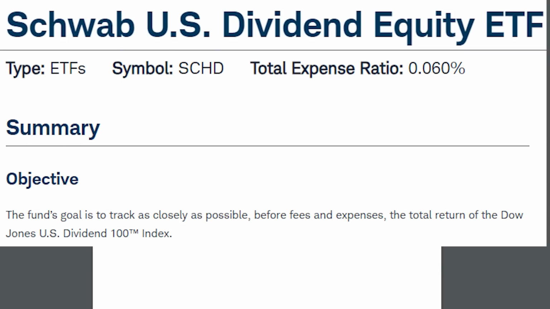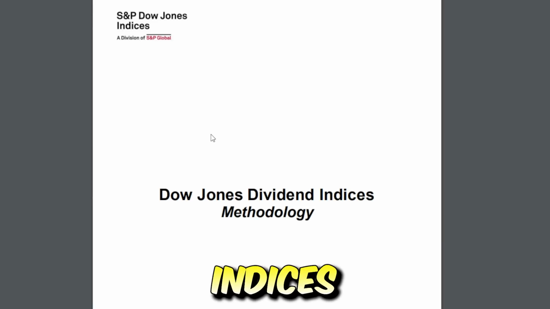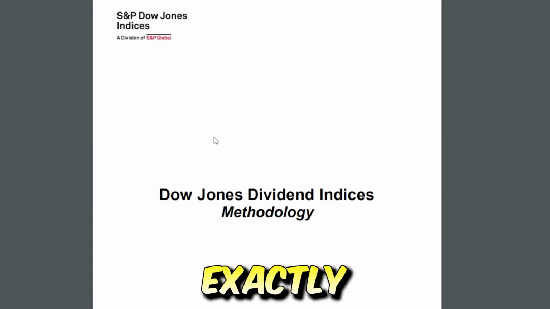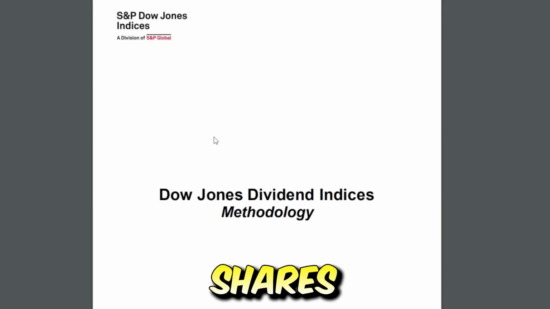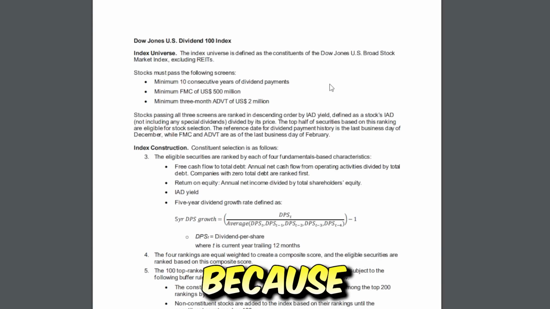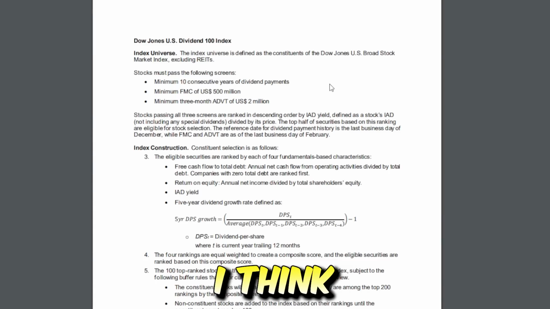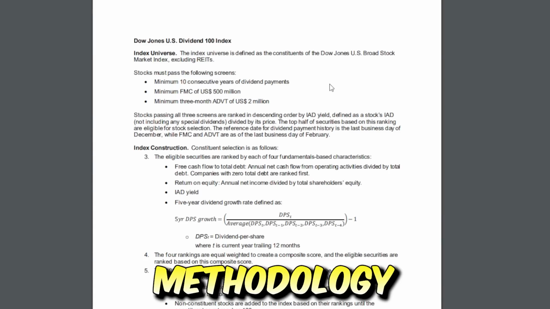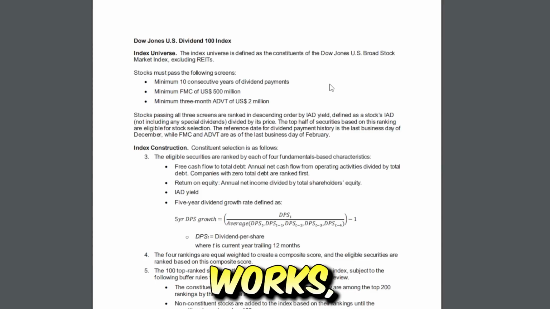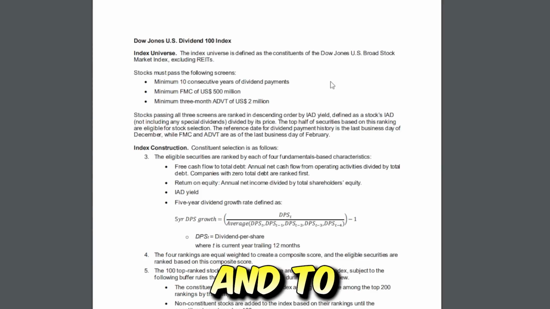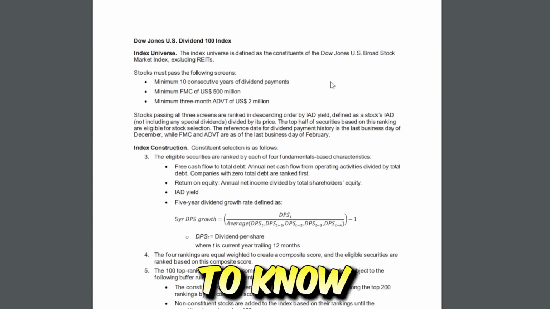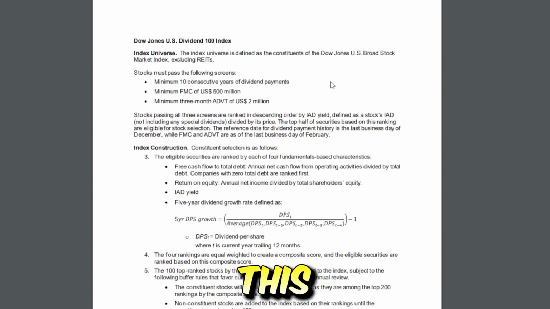Because SCHD does track the Dow Jones 100 index, I think it's pretty important to look a little deeper into the Dow Jones Dividend Indices methodology to understand exactly what you're really investing in when you buy shares of SCHD. I think it's important to take a look at the methodology and see exactly how this works, how stocks are added or maybe not added. And to be honest, for anyone holding SCHD, I think it's very important to know some of these facts if you are going to hold this ETF long term.